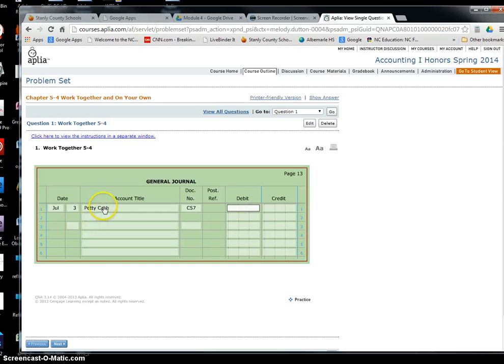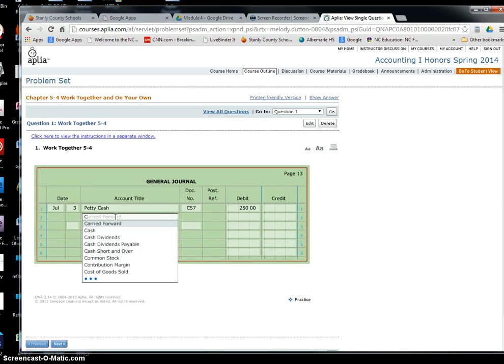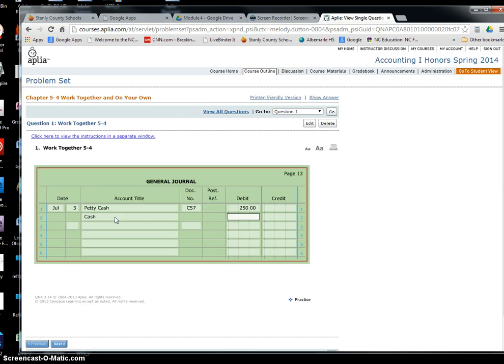Alright, so petty cash is an asset account. We're moving it really from cash to petty cash. So we're going to increase petty cash, in this case $250. We wrote a check, so that came out of our cash account. So we're reducing cash by $250. So we moved it from cash to petty cash. Okay.